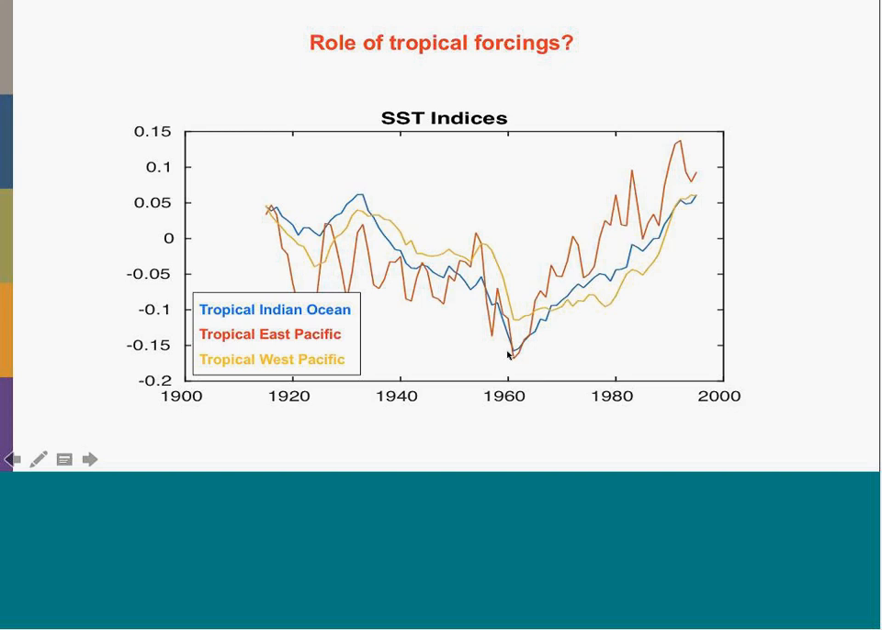And there's speculation about the impact of the Indian Ocean, and whether the trend in the Indian Ocean is related to the trend we had observed, especially from the 1980s onwards, in the NAO index itself. And this is an interesting hypothesis for further research in the seasonal forecast community as well.